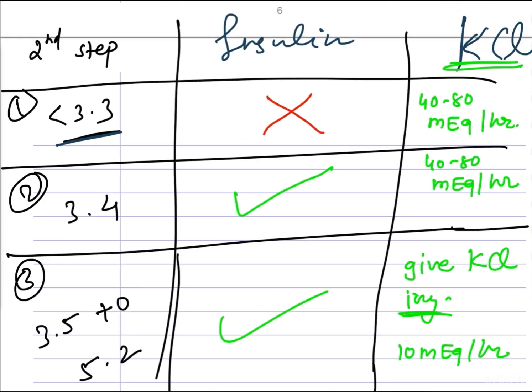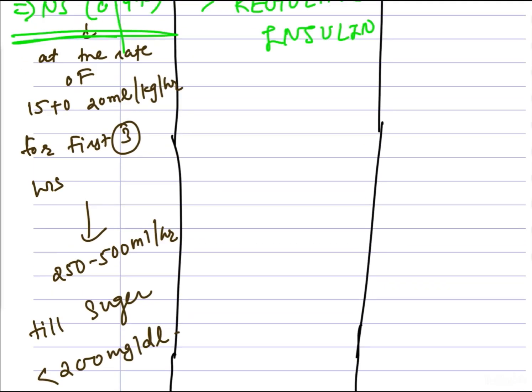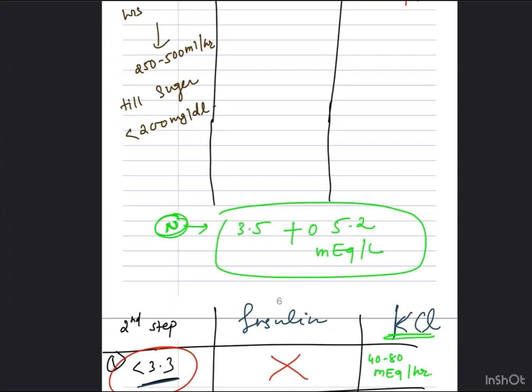So in the second, third, fourth patient we will give insulin, because here the cutoff is 3.3. If potassium is below 3.3, first you have to maintain the potassium level. First you have to correct the potassium level in the blood. After that only you can give insulin. So this is our potassium. So the cutoff of potassium is 3.3 milliequivalent per liter. It is the cutoff.